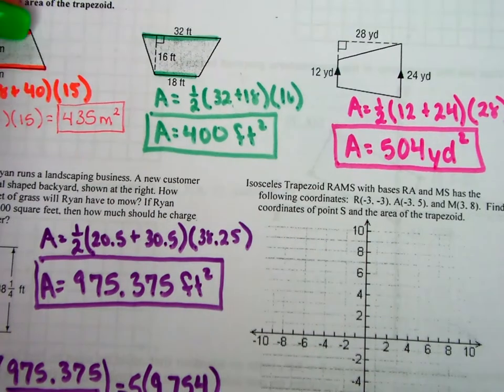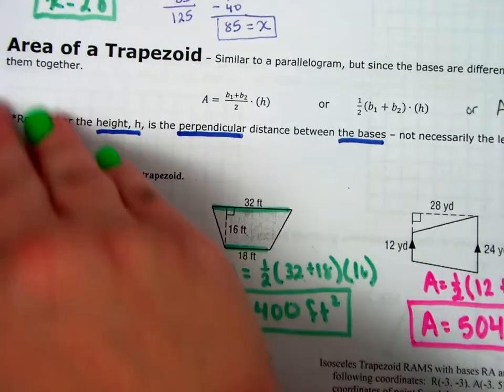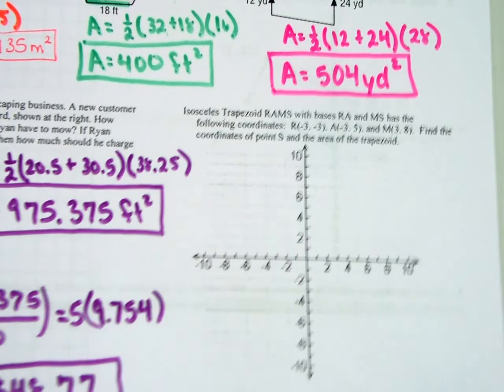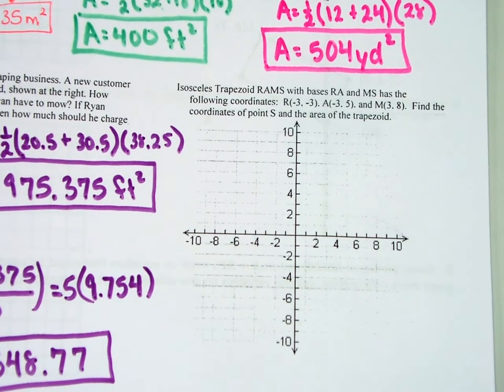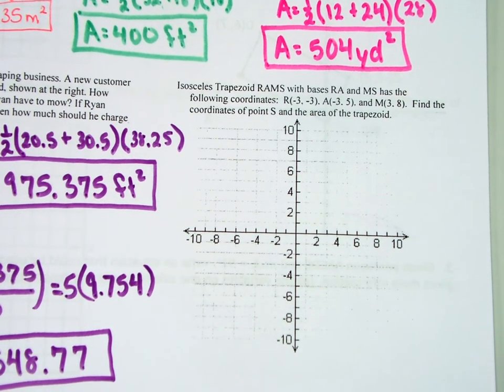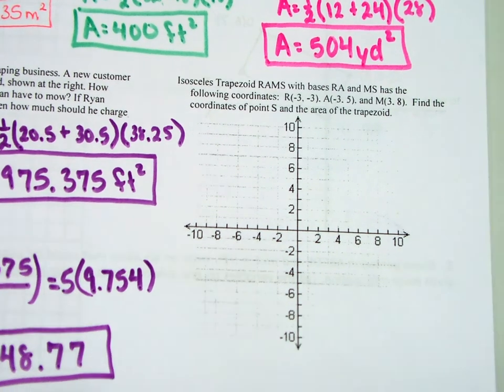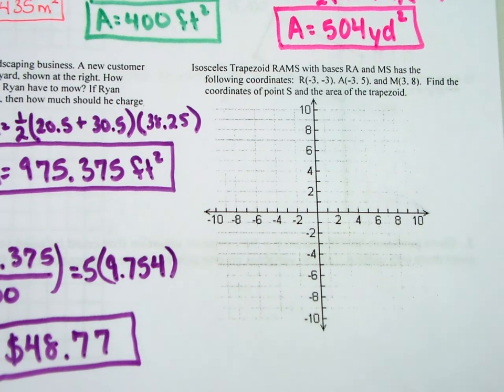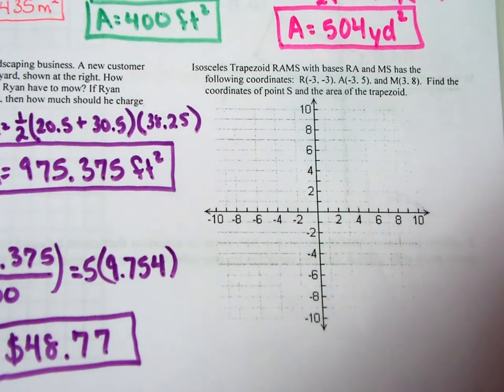All right, one more. This last one. Isosceles trapezoid, so I know it's got legs that are the same, base angles that are the same, diagonals that are the same. Trapezoid RAMS with bases RA and MS has the following coordinates. Find the coordinates of point S and the area of the trapezoid.